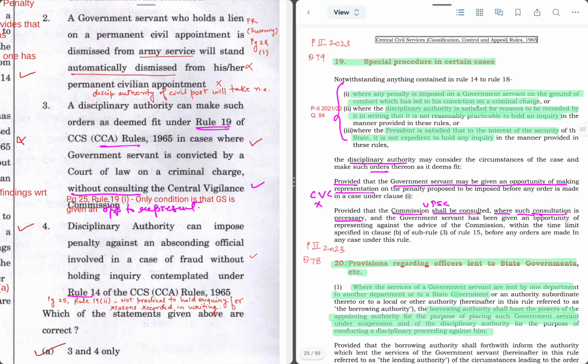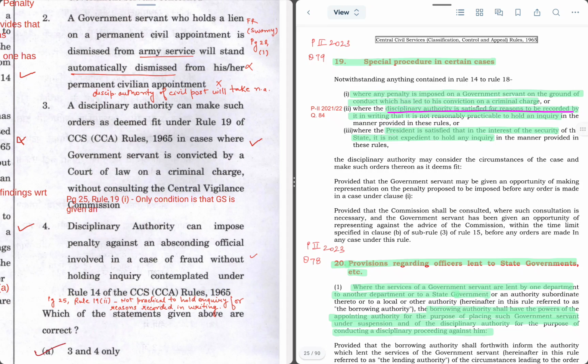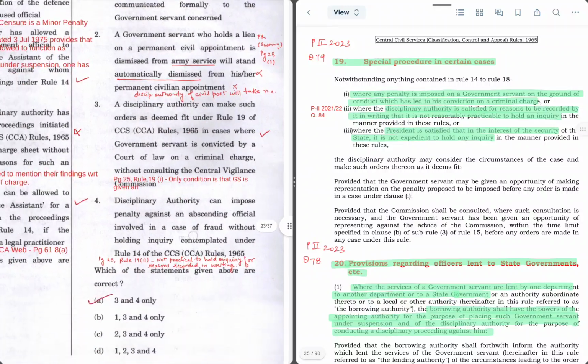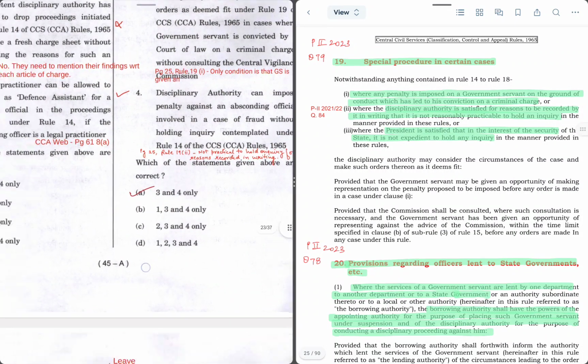Now again we'll see this in page 25 Rule 19.2, that where disciplinary authority is satisfied for reasons to be recorded by it in writing that it is not reasonably practicable to hold an inquiry. So in case of fraud वही सिचुएशन बन रही है. Official is absconding in the case of fraud, so without inquiry proceed कर सकते हैं. So this is also correct. Hence statement 4 is correct, 3 is correct, 1 and 2 are wrong. So the right answer is option A, 3 and 4 only.